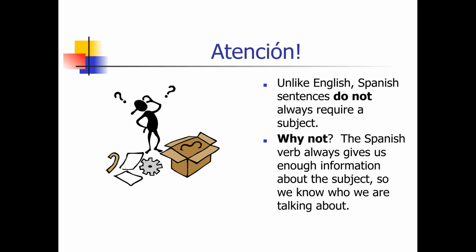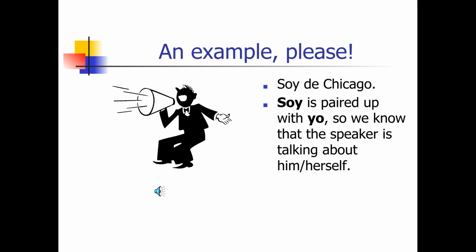Now, it's really important to note that unlike English, Spanish sentences do not require a subject. Now, why do they not require a subject? That's because our Spanish verb gives us all the information that we need about the subject, so we already know who we're talking about. So I know my Spanish speakers and some non-Spanish speakers have the habit of doing this. It's okay, I'm just giving you a shortcut here. So an example would be soy de Chicago.